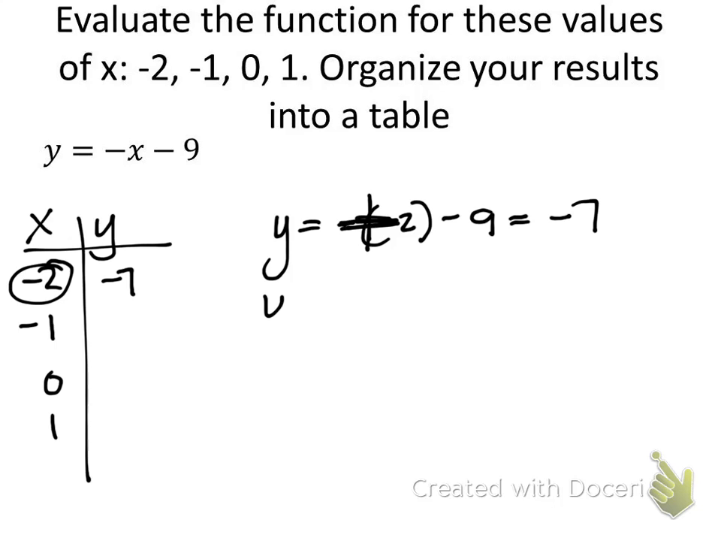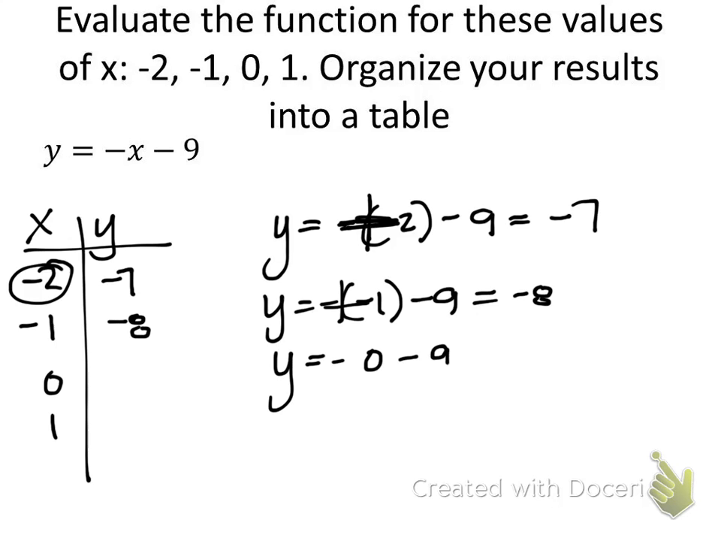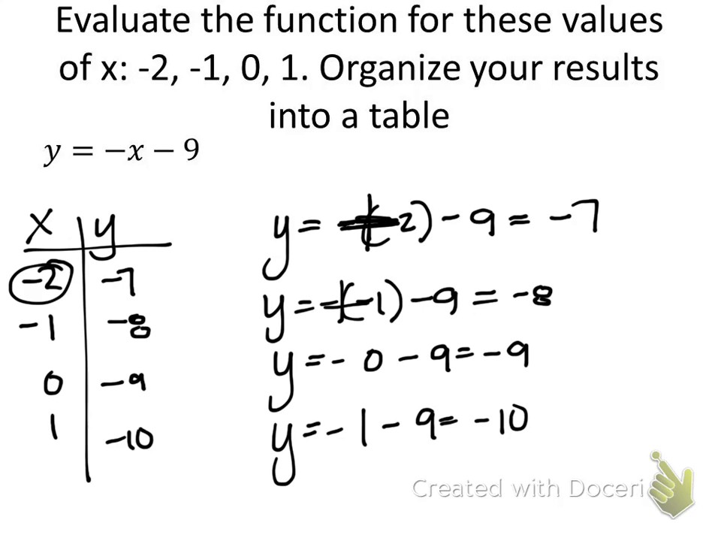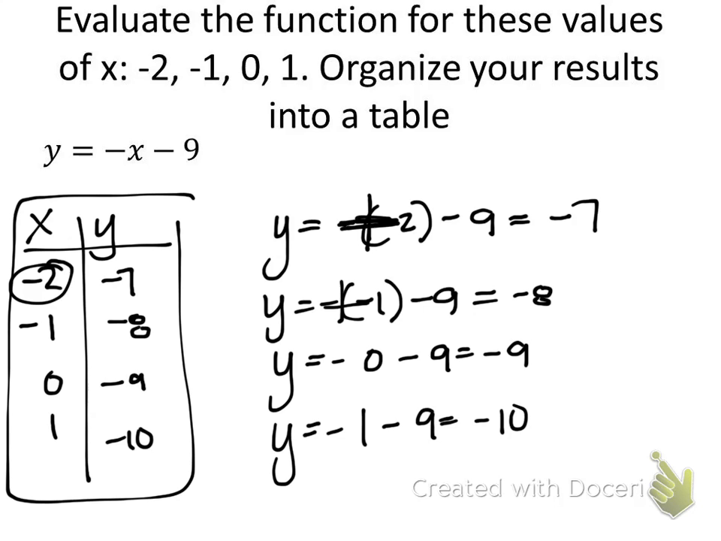Okay? Then y equals, I'm doing the same thing for negative 1. Oops. Negative 1 minus 9 becomes a positive, and I get negative 8. 0, now I'm negative 0 minus 9 is negative 9. And lastly, y equals negative 1 minus 9 is negative 10. Okay, that's exactly how you would do number 25 on your test.